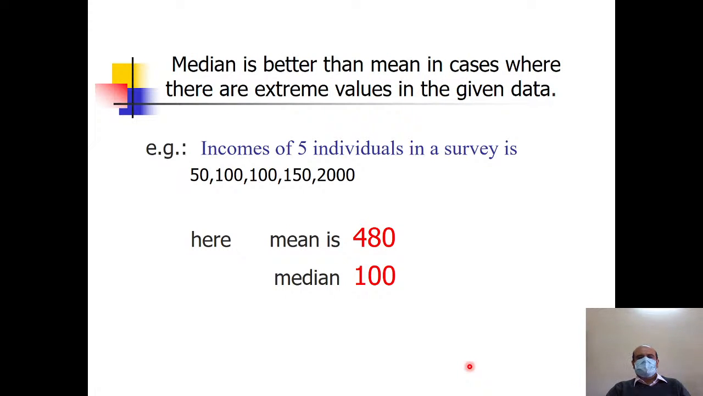Median is better than mean where there are extreme values in the given data set. For example, the incomes of 5 individuals in a survey are 500, 100, 150 and 2000. Here the mean is 480, but the median is only 100. So it is not taking all the values into consideration.